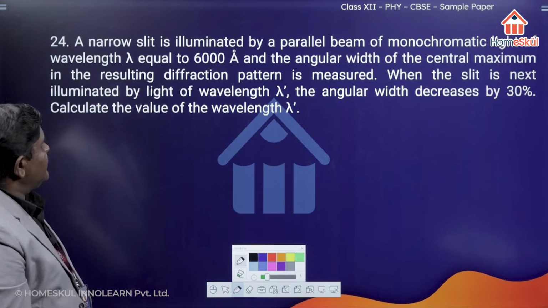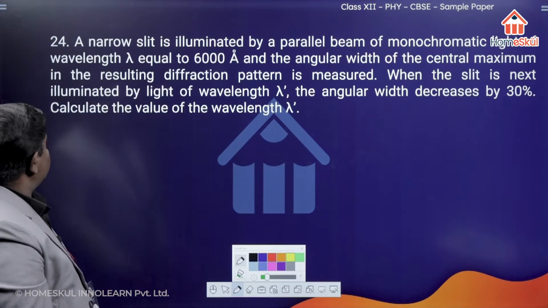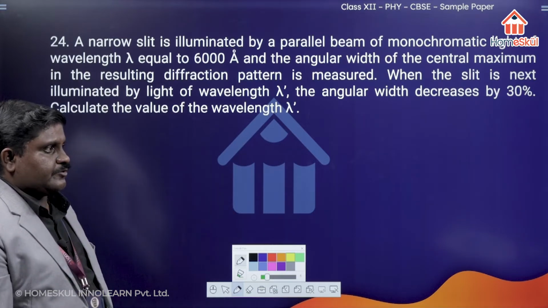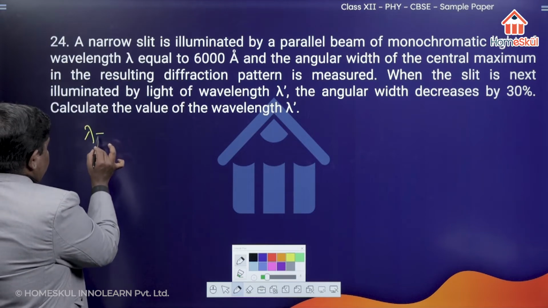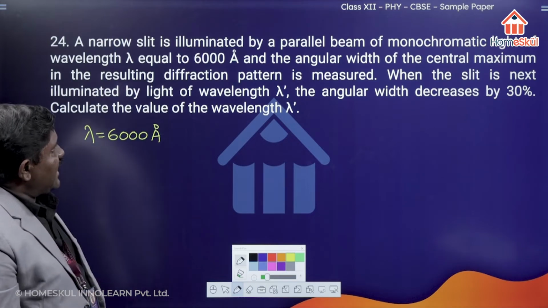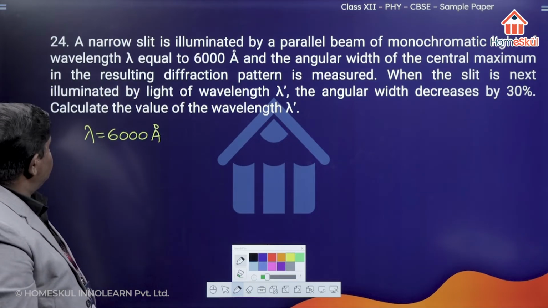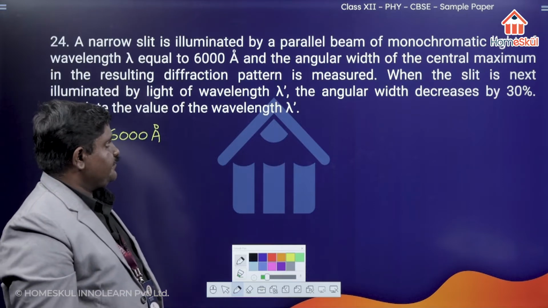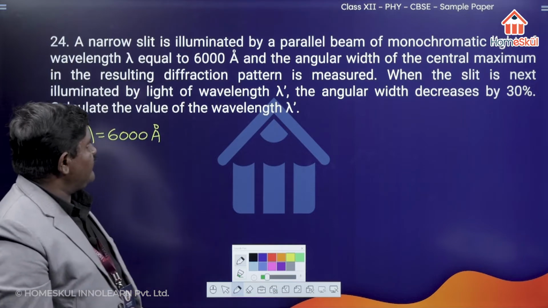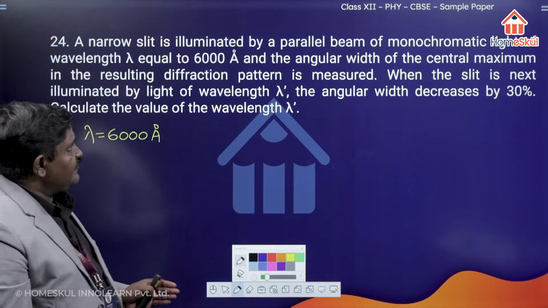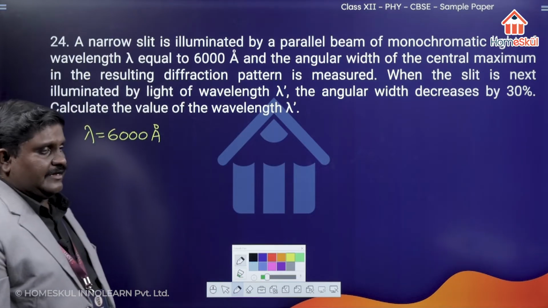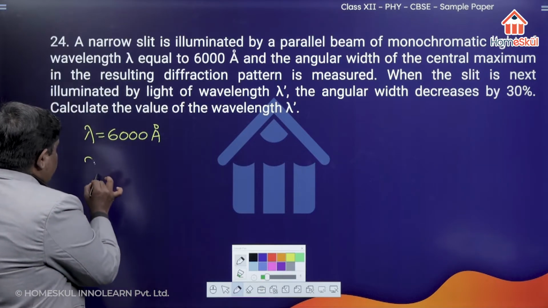A narrow slit is illuminated by a parallel beam of monochromatic light of wavelength lambda equal to 6000 angstrom. So lambda is given, that is 6000 angstrom. The angular width of the central maximum in the resulting diffraction pattern is measured when the slit is next illuminated by the light of wavelength lambda dash. The angular width decreases by 30%. Calculate the value of lambda dash. We have to calculate what lambda dash is.